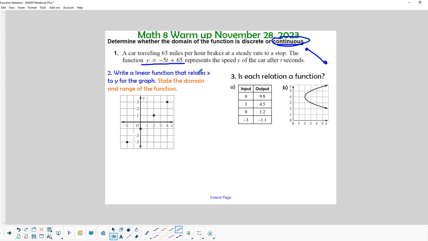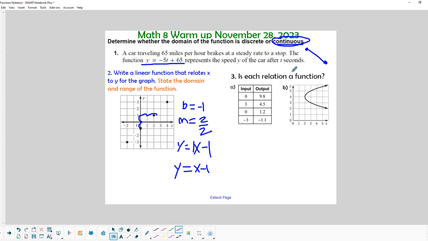Okay, next, write a linear function that relates x to y for the graph in this one. So we've done that a couple of times, but in this case we know that b equals -1. Slope is up 2 over 2. So m equals 2 over 2. So our equation is y equals 2 over 2, which is just 1x minus 1. Or if you want to, you can drop that 1 in front of the x and just say x minus 1.